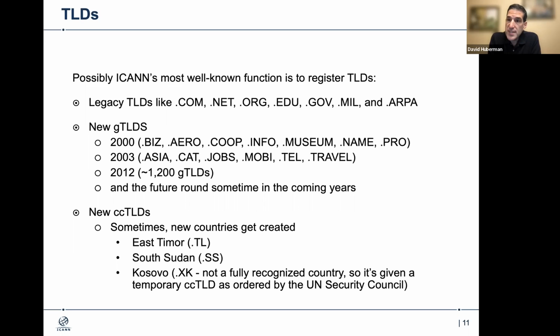Sometimes new countries get created, but don't enjoy full global recognition yet. The United Nations has not formally recognized Kosovo as a new sovereign country. It's mostly recognized. And so the United Nations Security Council issued a directive for ICANN to assign a temporary country code top-level domain to Kosovo, which we've done, .xk. And as soon as the United Nations formally recognizes Kosovo as a sovereign nation, we'll assign the permanent ccTLD for Kosovo.